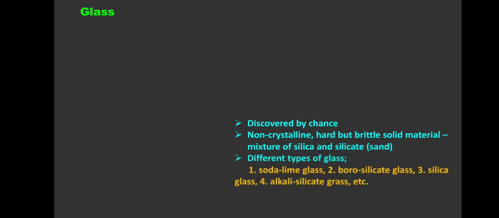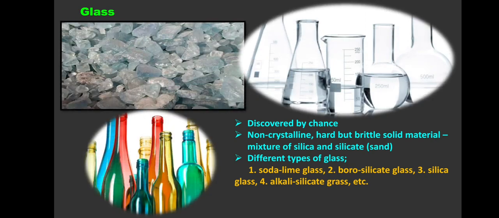Depending upon the proportion of silica and all the other components which are mixed to form glass, there are different types of glass. Along with this silica, there are many different materials being mixed while we are producing glass. So the different types are soda lime glass, borosilicate glass, silica glass, alkali silicate glass. Here are different types. The first picture, on the right side, these are used in laboratory. These are the borosilicate glass.